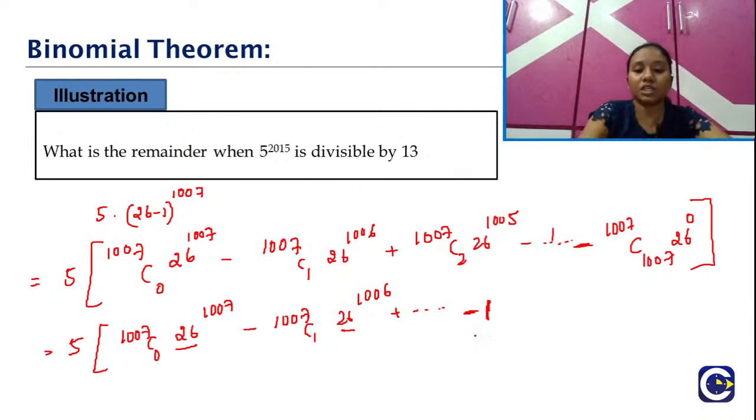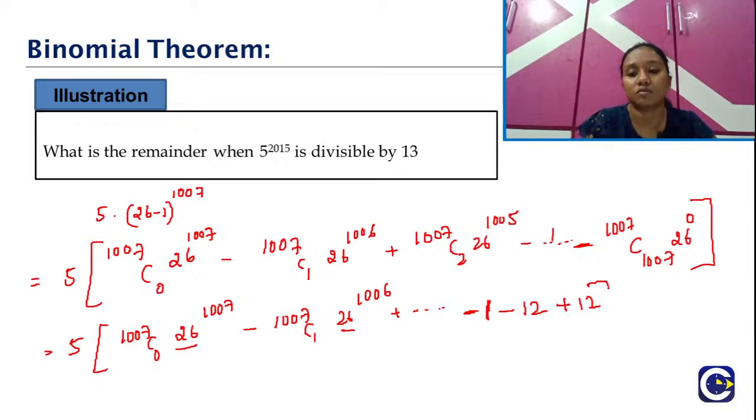So far what we are having here, it's a minus 1. So apart from this minus 1 term, every term is having 26. That means we can take 13 common. So here in order to take 13 common, I am just subtracting 12 and I am just adding 12. Right? So this 12 I'll just take out to the outside.